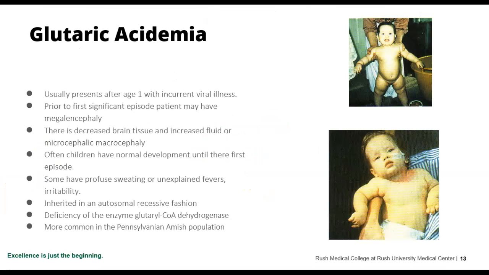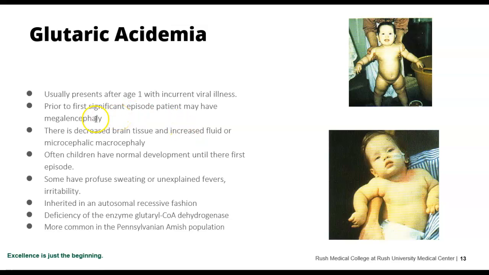So the first disorder I want to talk about, and again, I'm not going to go into all the details of these enzymes except to talk about them, but to talk about the clinical presentation. So usually they present after the age of 1, so a little bit later than most organic acidemias. And usually they present after a concurrent viral illness. They have a virus and that increases their metabolic rate and they have issues.